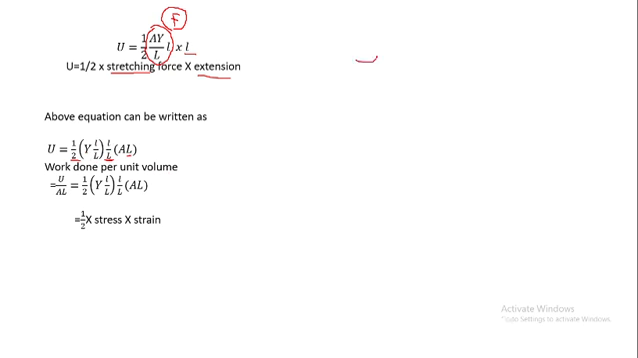Now we have to observe the wire. Suppose it has length L and this is the cross-sectional area A. If you take the product of A into L, we get the volume of this wire. So it is nothing but the volume. If you want the work done per unit volume, it is divided by AL here, so this AL will be cancelled.